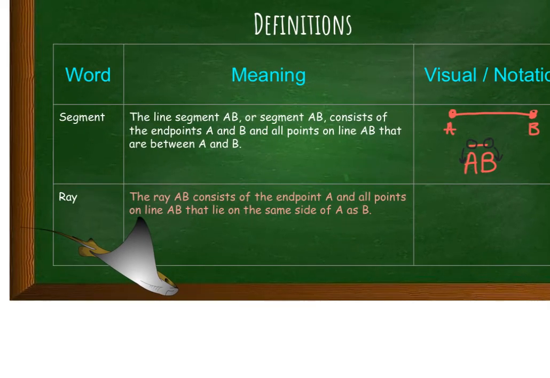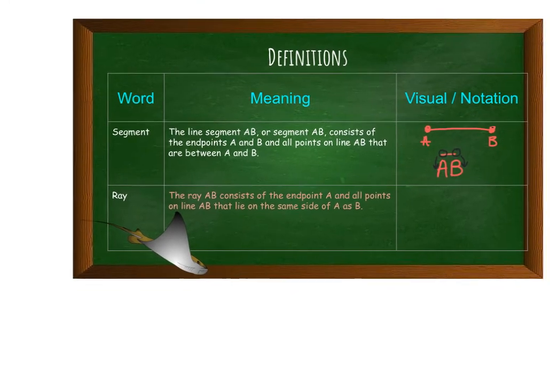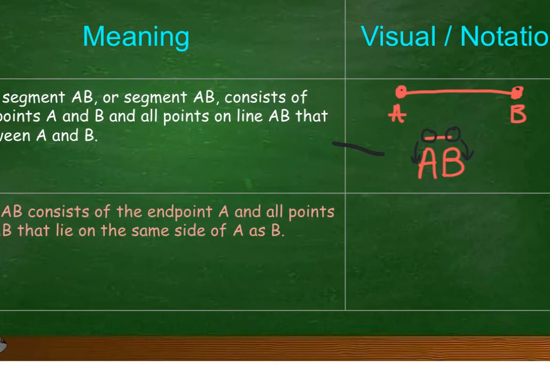So a ray, or the ray AB, consists of the endpoint A and all points on line AB that lie on the same side of A as B. Now that sounds super complicated, but it's not, okay? So a ray is essentially a line that ends on one side. So let's go back to our red, and it says that the endpoint A and the endpoint B, and it's ray AB, it's gonna go through B and continue on forever, okay?